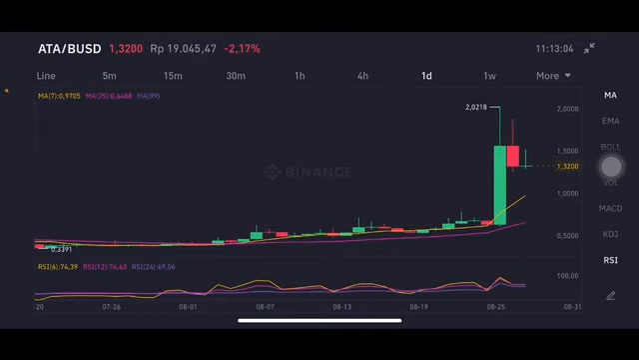I'm not a financial advisor, I'm just gonna give you some prediction using technical analysis. We're gonna start with the ATA per BUSD. As you can see here, this is using the daily chart.